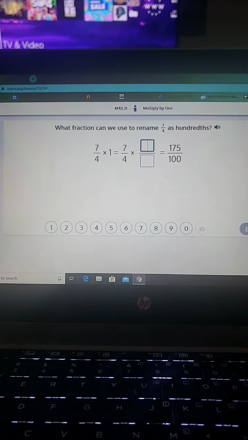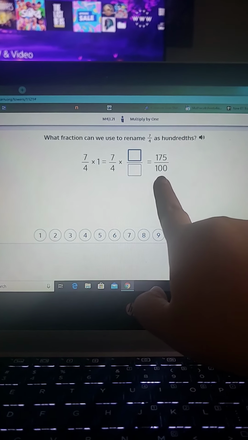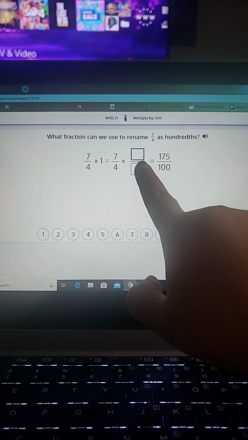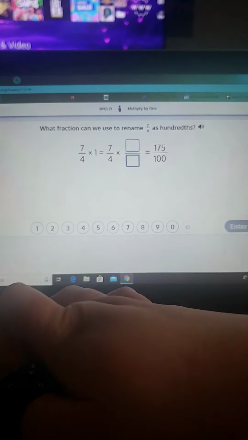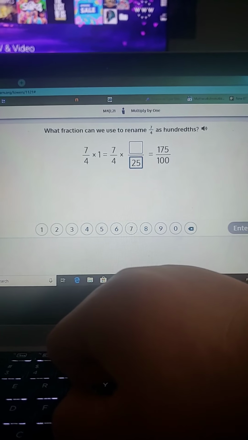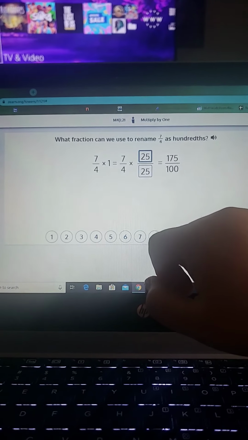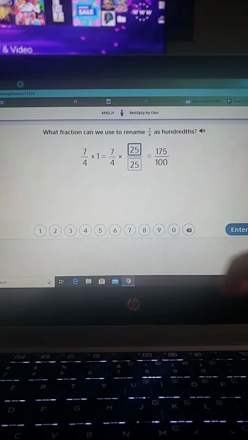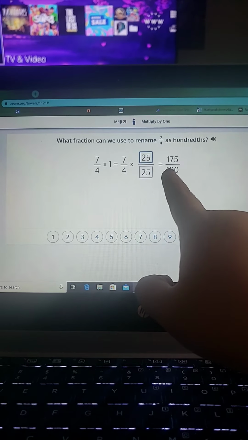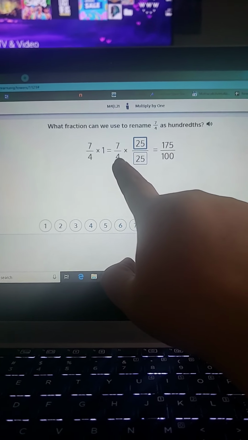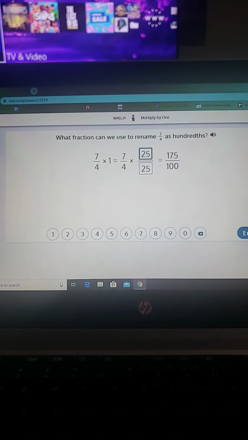Now, we want to change 7/4 to 175 over 100. I don't know 7 times what is 175. I have no clue. But I do know that 4 times 25 is 100. Whatever I do to my bottom, I do to my top. Look for the multiplication problem that you do know. I didn't know that 7 times 25 was 175. I didn't know that. But I did know that 4 times 25 is 100. What you do to your bottom, you do to your top. What you do to your top, you do to your bottom.